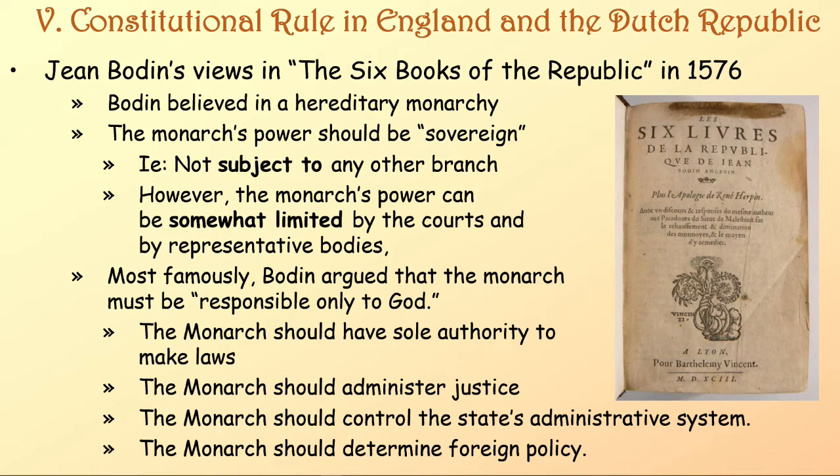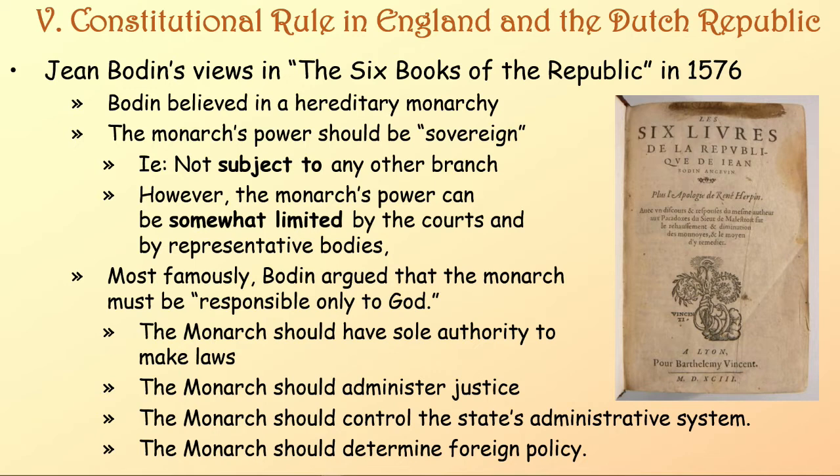What were Bodin's views in the Six Books of the Republic? Well, Jean Bodin believed in a hereditary monarchy. He believed that the monarch's power should be sovereign. In other words, not subject to any other branch.